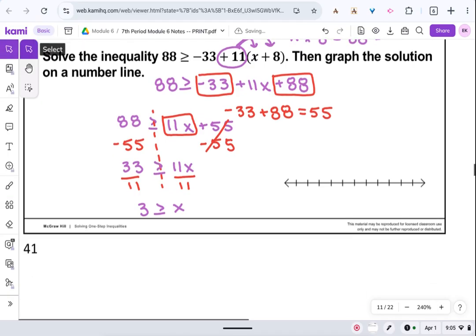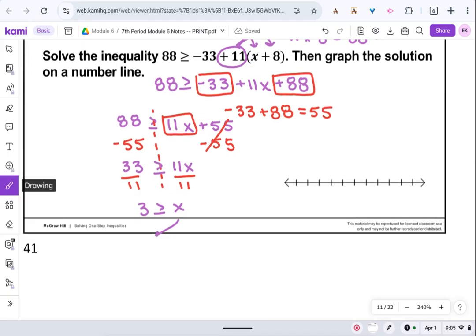Now in order to graph this correctly, we're going to drop down our x, our inequality symbol, and then our 3. Okay? So when we graph this, 3 will go in the middle. Add 2 gets me 5. Subtract 2 gets me 1. This is going to be a closed circle going to the left.